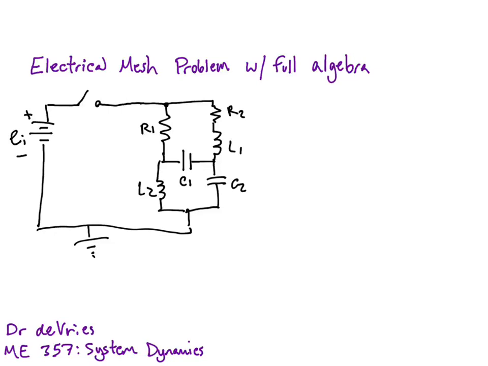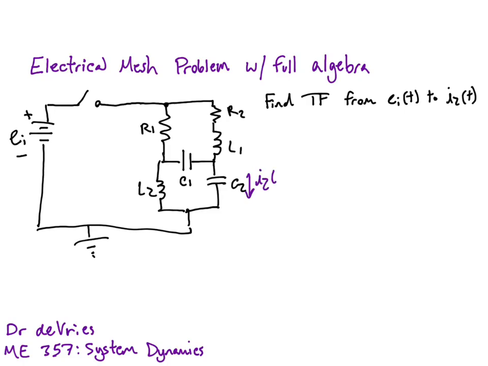Okay, let's go over that electrical mesh problem with full algebra one more time. I'm going to have the full algebra, but at the very end, we are just going to keep it at A and B because you'll see. For a problem like this, I mostly care about how we set it up. The problem statement in the handout wants you to find the transfer function from your input to your output I2 of t.